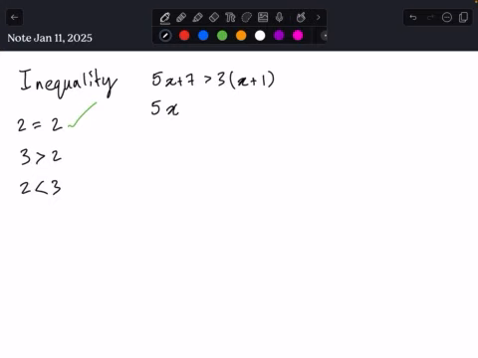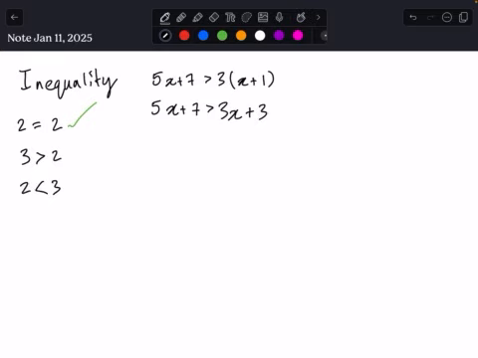I'm going to just write it out again so you can see what we're doing step by step. We have 5x plus 7 on the left side of the greater than sign, and then we have to distribute this 3 into each of these. So we're going to have 3 times x, and then we're also going to have 3 times 1, which is just positive 3. So now that we have distributed the 3, we can go ahead and start combining like terms.